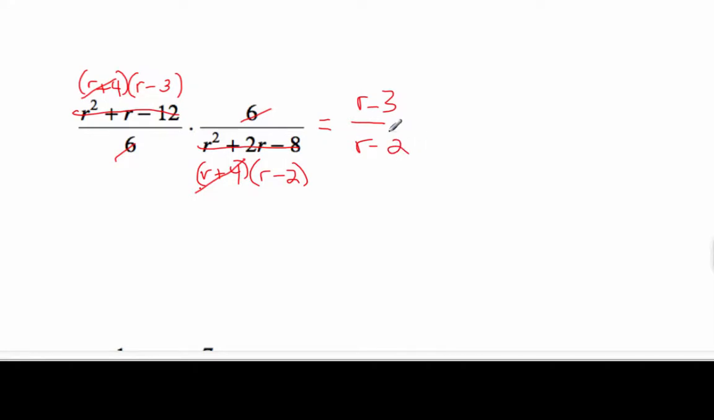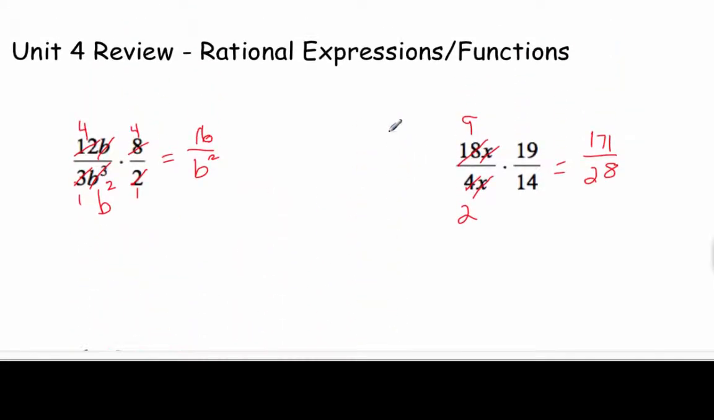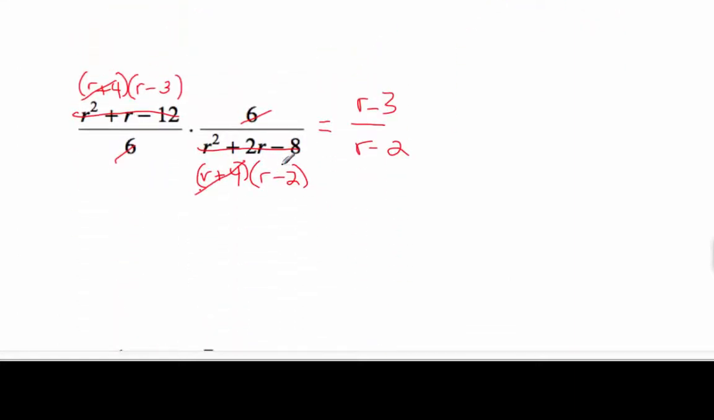Now in our directions, it doesn't say anything about assuming that the values in your denominators are such that we won't get zeros. So if we look back, here we know that b cannot be 0. And as we look back to here, we know that r cannot be negative 4 from this part, and r cannot be 2 from that part.